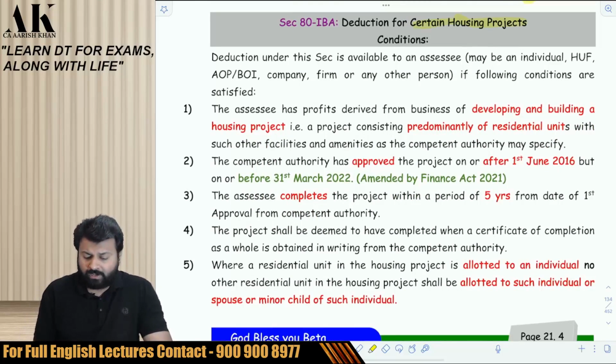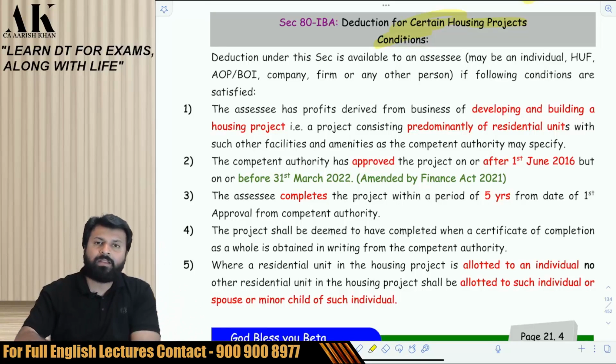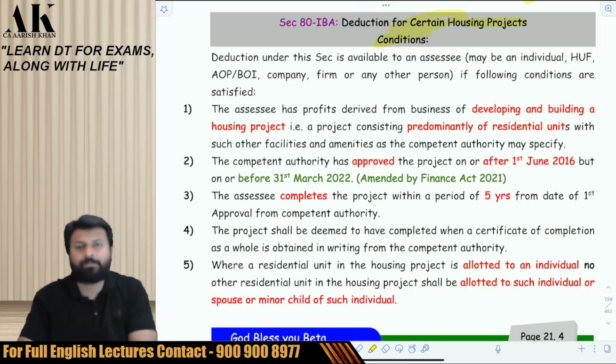Next section, 80IBA. What does this next section talk about? It talks about certain housing projects. Now, what is this housing project all about? Pay attention, please. This deduction talks about if a builder is engaged in certain housing project, then we will give deduction of 100% to the builder. Whatever profit the builder will earn, he will get 100% deduction.